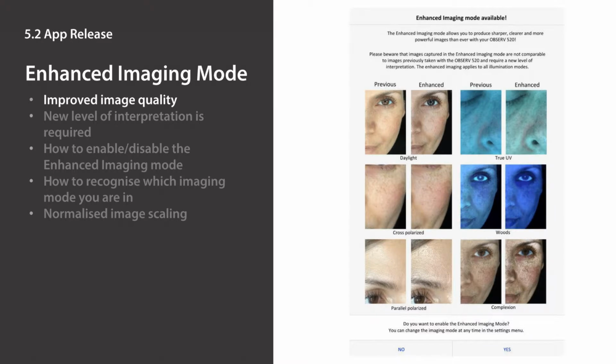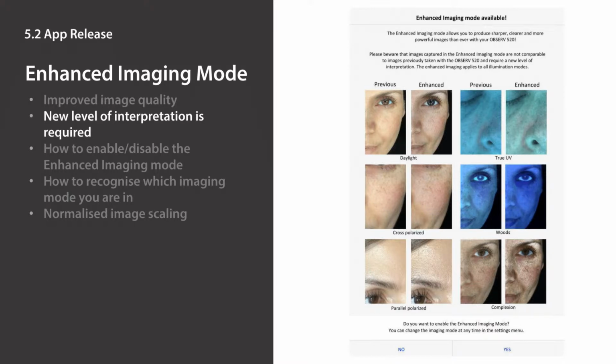The General 5.2 app release. The most important element that this update brings is the improvement in image quality, which we call the enhanced imaging mode. As soon as you update the OBSERV 520 app, you will get notified that the enhanced imaging mode is available with the option to enable this mode. This notification will explain that the enhanced imaging mode allows you to now produce sharper, clearer, and more color-accurate images with your OBSERV 520. Within this notification, you will be presented with example pictures of the enhanced imaging mode next to the normal imaging mode.